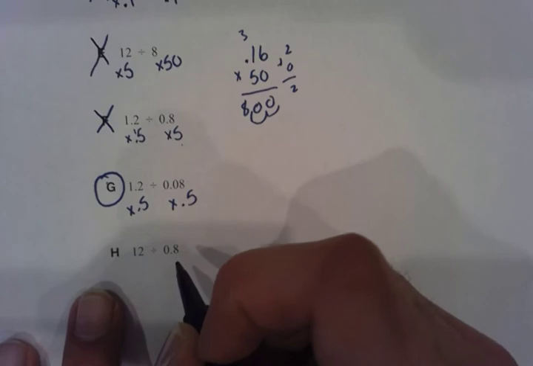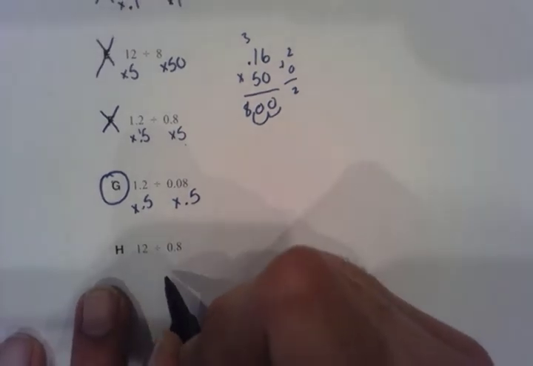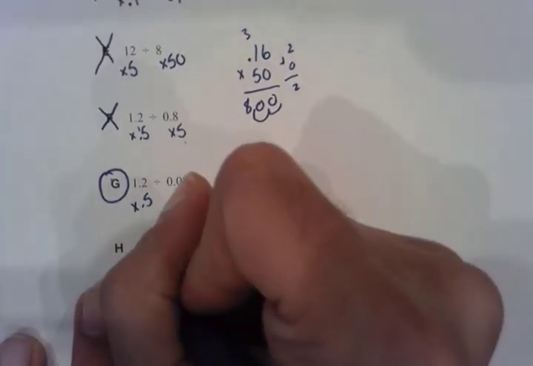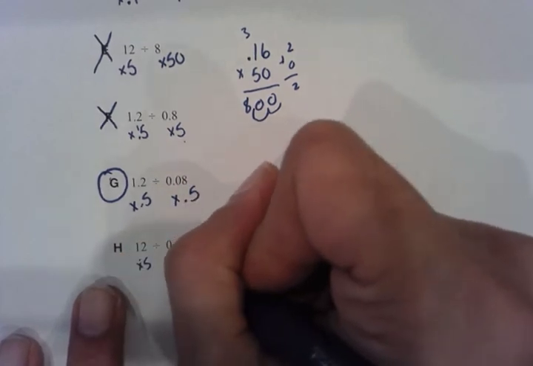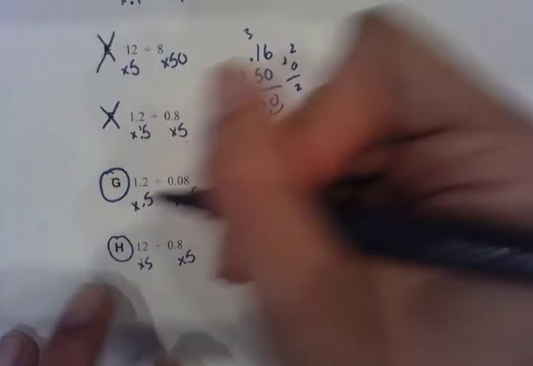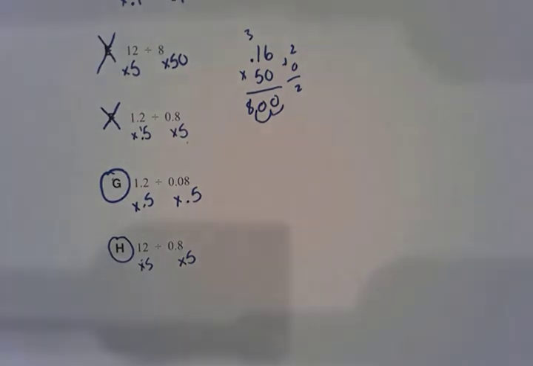And then how about the last one? For the last one, they multiplied by 5, and here they multiplied by 5 as well, making H an equivalent expression as well.